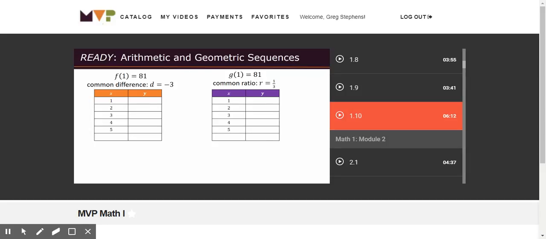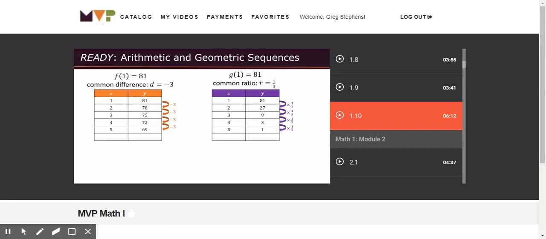Let's compare 2 other functions. F of n is an arithmetic sequence where the first term is 81 and the common difference is negative 3. G of n is a geometric sequence where the first term is also 81 and the common ratio is 1/3. We can find the first 5 terms of the arithmetic sequence by starting with the first term, 81, and adding the common difference, which is negative 3. In the geometric sequence, we can start with the first term, which is 81, then multiply by the common ratio to get each successive term.